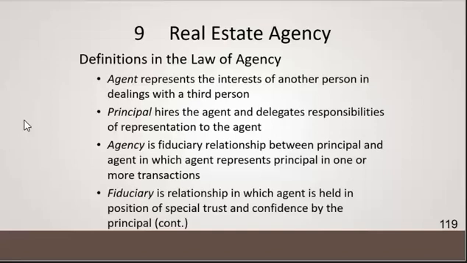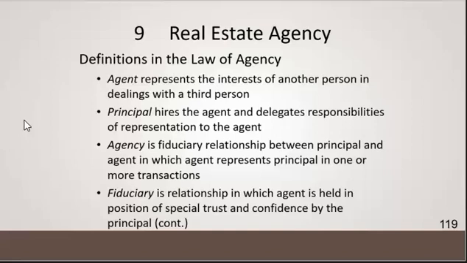The client can also be called the principal. So my client is called a principal. Or he can be called the seller. Or, of course, the buyer, depending on what side you are on. So the person with whom you are working is called your client, the principal, or the seller. You can use any of those terms you want, all right? Those all mean the same thing.